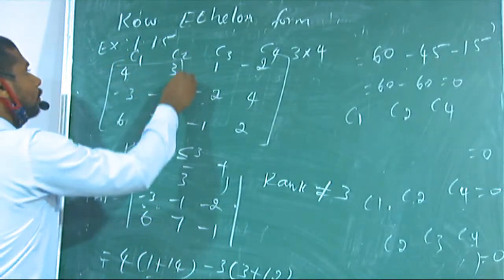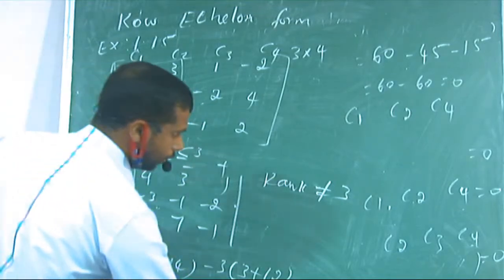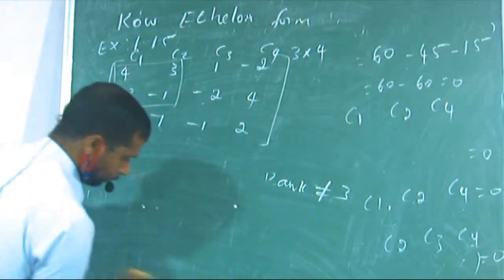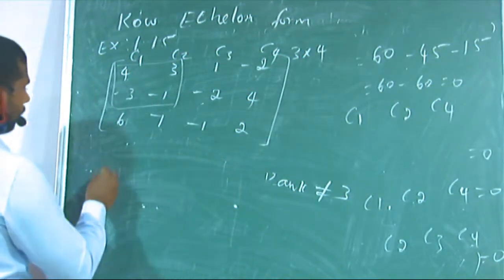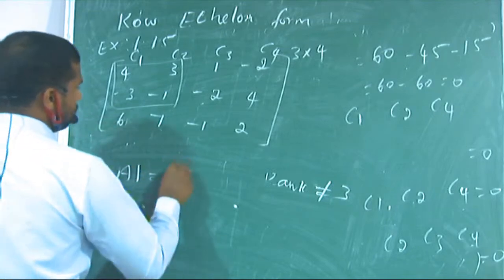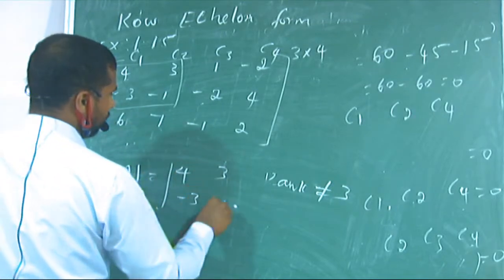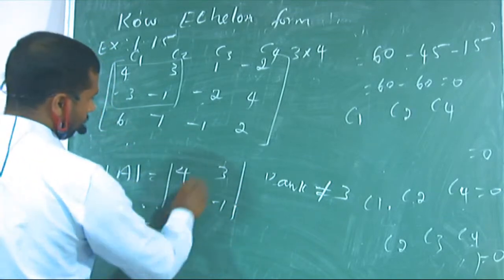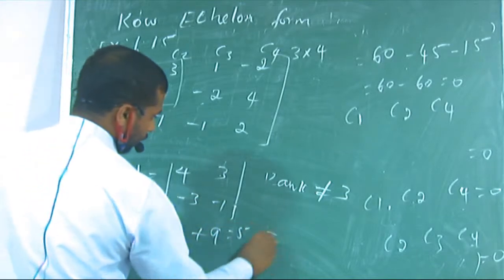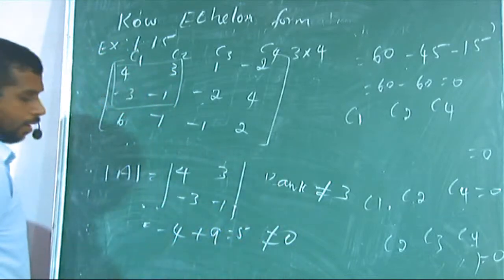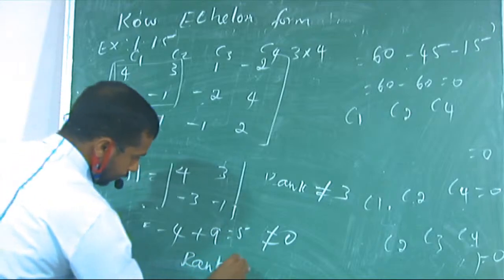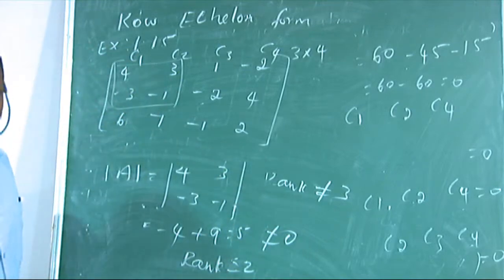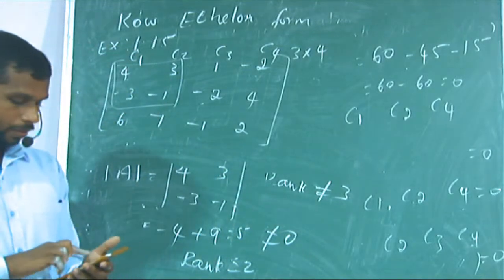The 2 by 2 matrix set. What will happen? 4, 3, minus 3, minus 1. So minus 1 into 4, minus 4. Cross multiply, plus 9. Therefore, 5 will come, not equal to 0. This exists. Therefore, we can say the rank is 2 or less than 2. Otherwise, we can say directly the rank is equal to 2. That is your final answer for this Example 1.15.